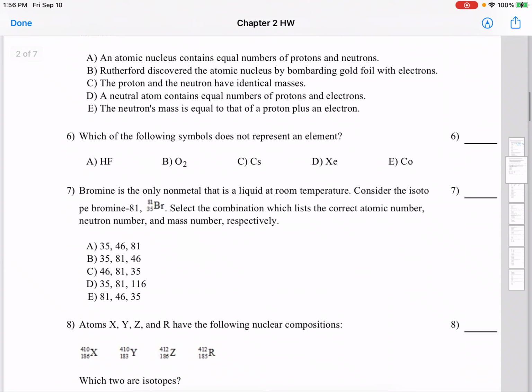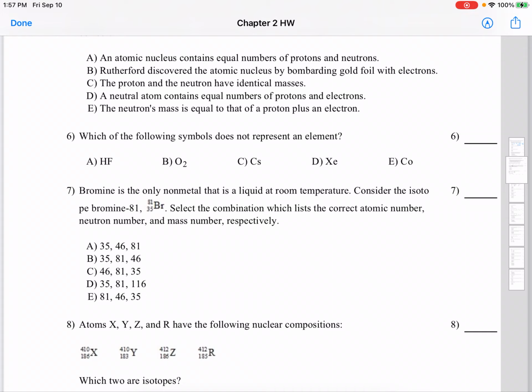Number 6, which of the following symbols does not represent an element? So where do we find the elements? We find the elements in the periodic table. HF, O2, Cs, Xe, Co. So now which one is the one that is not an element?